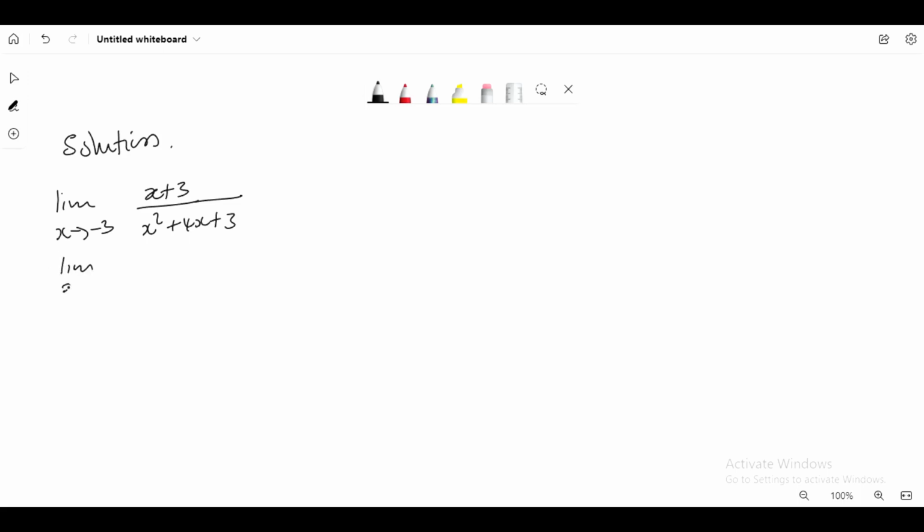Now let me write this again. At the top I have x plus 3. Note this, because we want to solve this problem, you must know that it's possible that the denominator will have a factor that is x plus 3, so that factor will cancel with the one on the numerator and we will have a simpler fraction. Okay, so now if we check the one on the bottom, it's x squared plus 4x plus 3. We can factorize this, right? It factorizes to be x plus 3 into x plus 1, right?